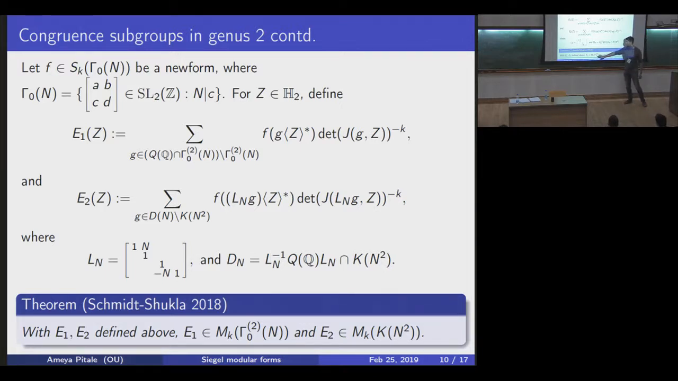One of them is with respect to the Siegel congruence subgroup. One of them is with respect to the Klingen congruence subgroup. So Ralph Schmidt is my colleague and Alok Shukla is his student.